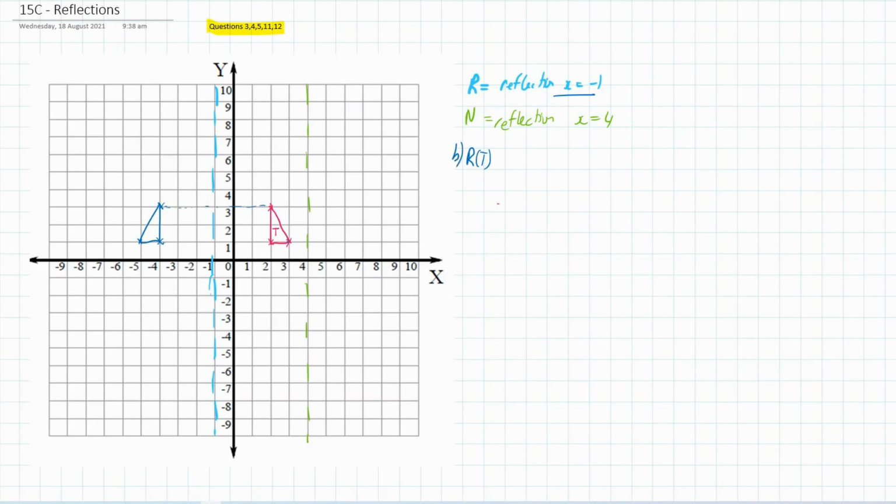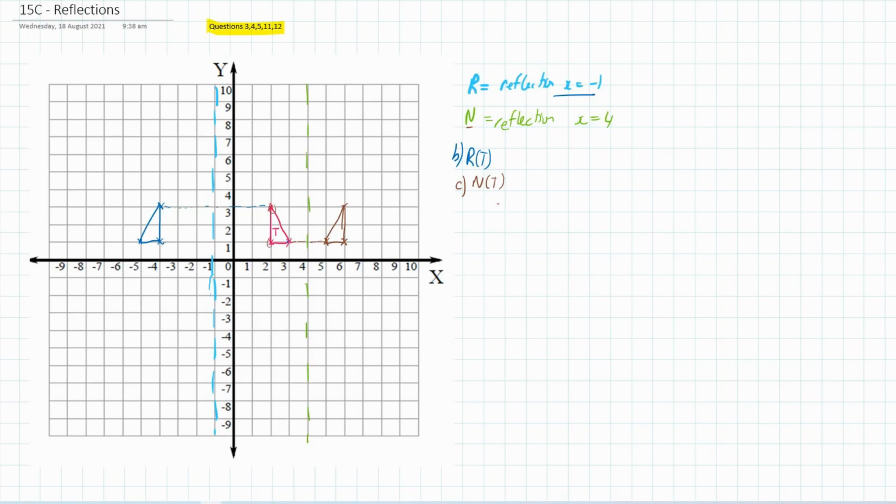And then let's do part C. Now we're going to do NT. So now I'm reflecting across the N reflection, which is at x equals 4. So I'm going this way, 1 that way, perpendicularly, 1 this way. So I've got that point there. Now I'm going to look at this one here. That's 2 away from it. So I'm going to go 2 away on the other side. So it should be there. This point here is 2 away. So I'm going to go 2 away there. And I should get something that looks like this. There we go.